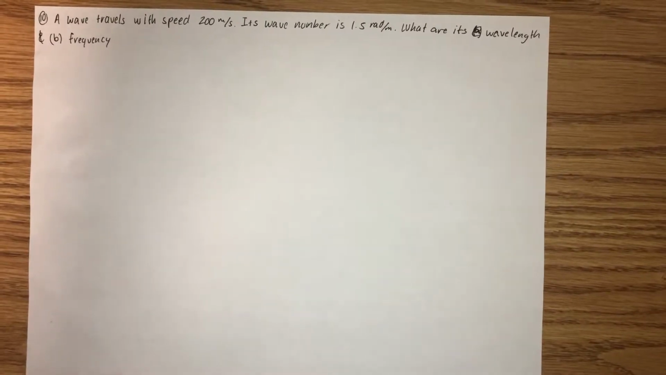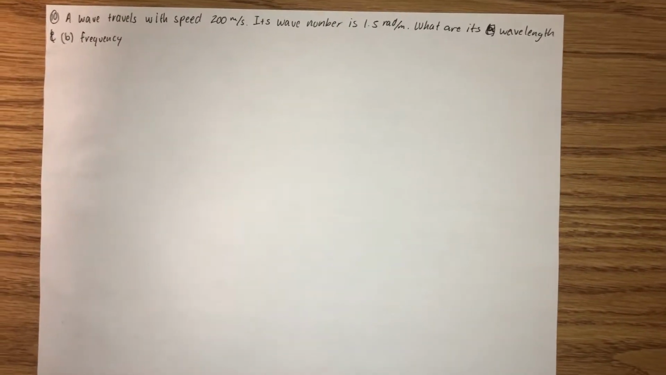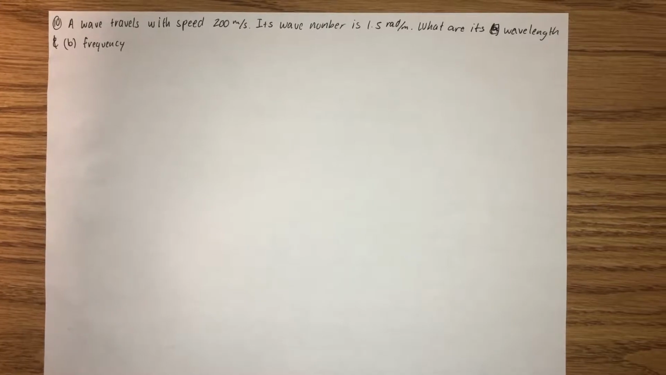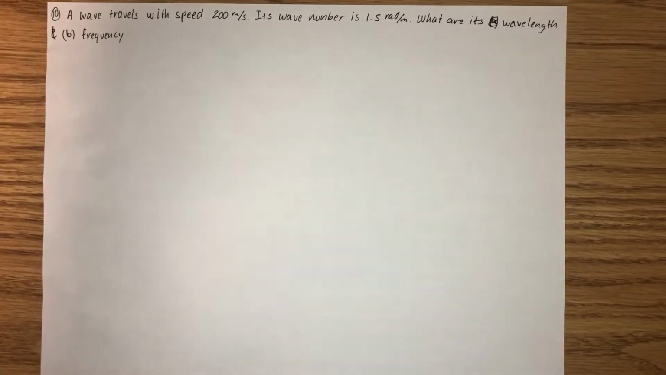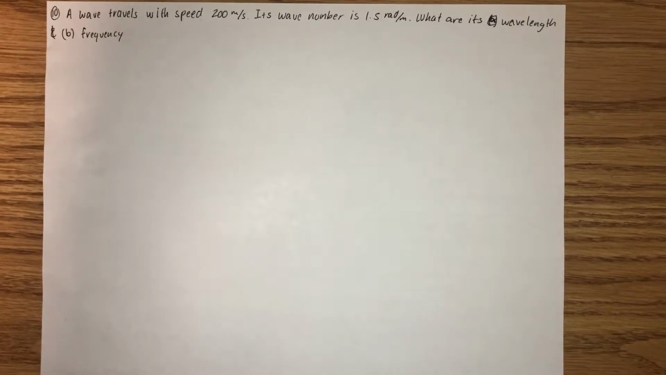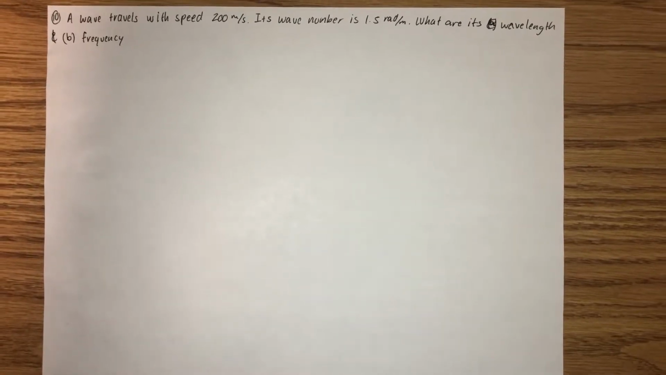This is problem number 10 from homework number 1. The question reads as follows. A wave travels with speed 200 meters per second. Its wave number is 1.5 radians per meter. What are its A, wavelength, and B, frequency?